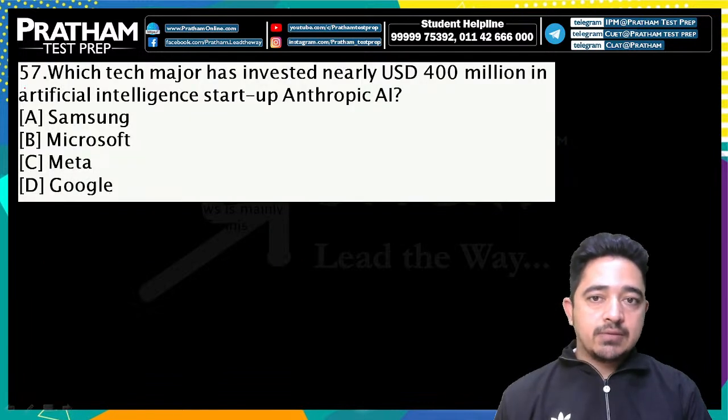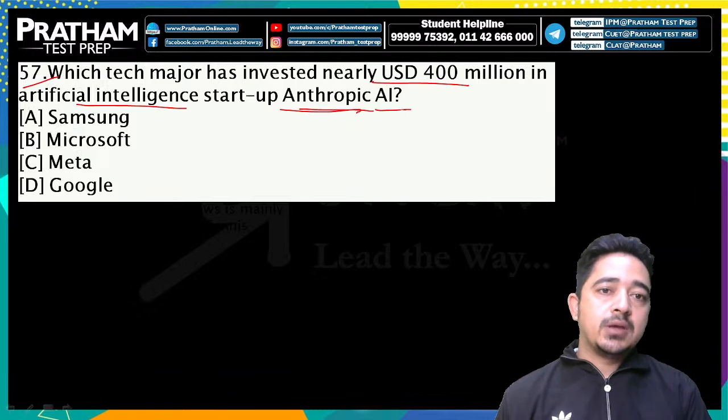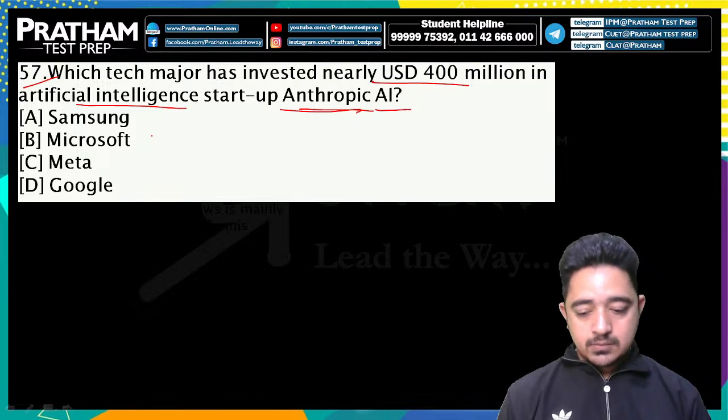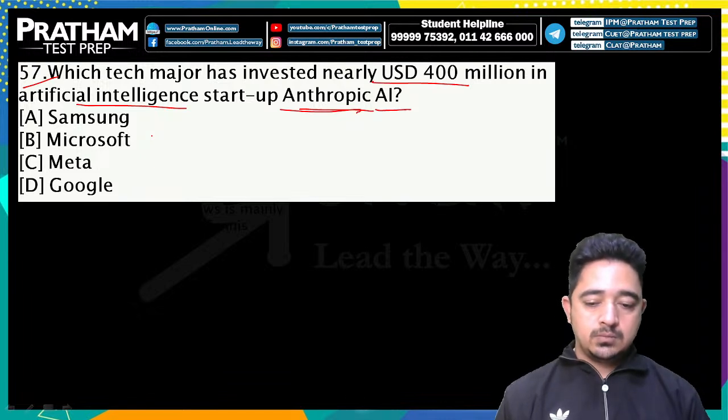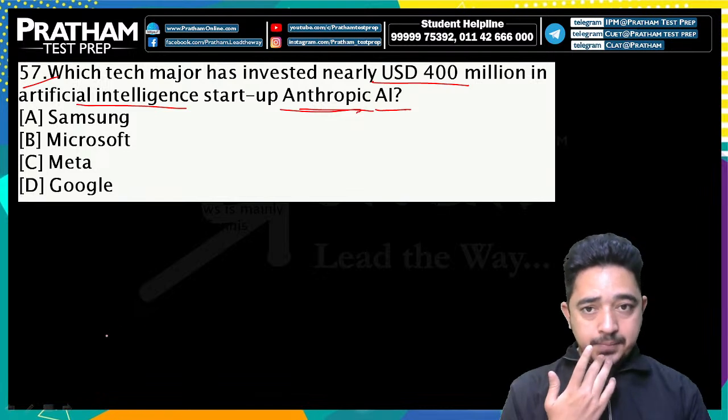Going to the next one, 57. Which tech major has invested nearly $400 million in artificial intelligence startup Anthropic AI? Samsung, Microsoft, Meta, and Google. Option B, Microsoft. Neetu is going to be option B.